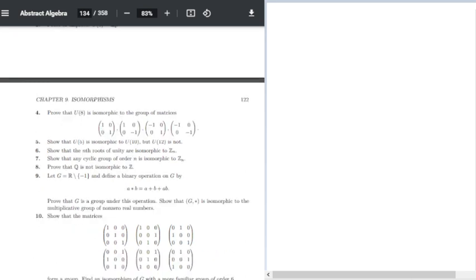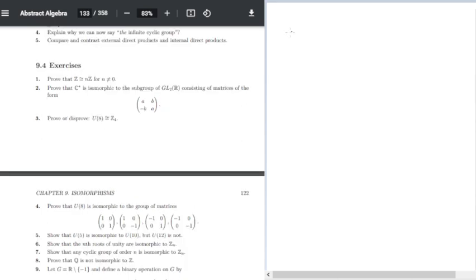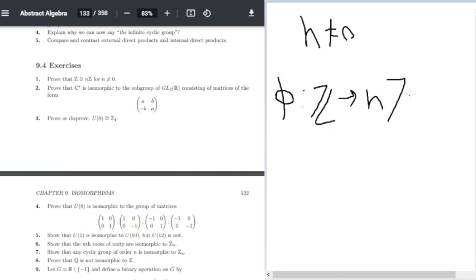Okay, we're not working that. Prove that the integers are isomorphic to the integers mod n, for n greater than 0. So suppose n is not equal to 0, and define phi from Z to nZ by phi of m equals nm.